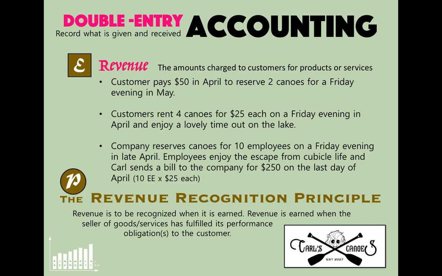The third scenario, company reserves canoes for 10 employees on a Friday evening in late April. Employees enjoy the escape from cubicle life, and Carl sends a bill to the company for $250 on the last day of April. Has Carl done what he is supposed to have done for the customer? Has he fulfilled his performance obligation to this customer? And he has in April, right? These employees went out on the lake in April using Carl's canoes. He has earned this revenue, even though he hasn't got any money for it yet. He hasn't got any cash for it yet. So he fulfilled his performance obligation in April, which means the revenue from this needs to be in April.